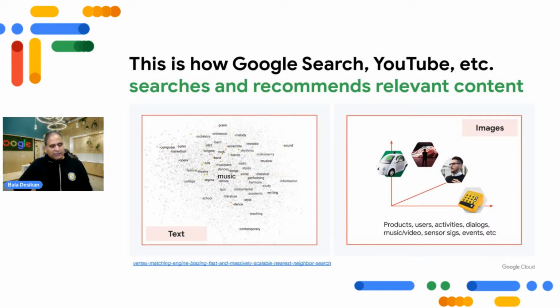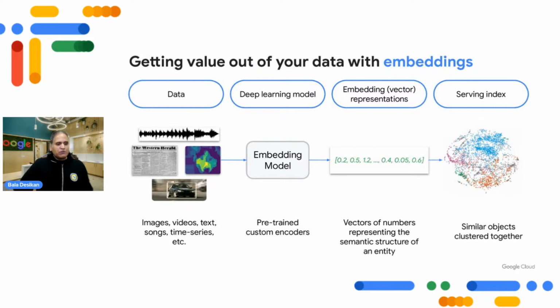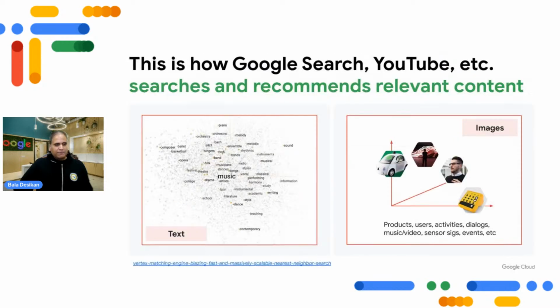There is a link at the bottom here which talks about Vertex Matching Engine, and shows how you can use the Matching Engine to get blazing fast, massively scalable searches.